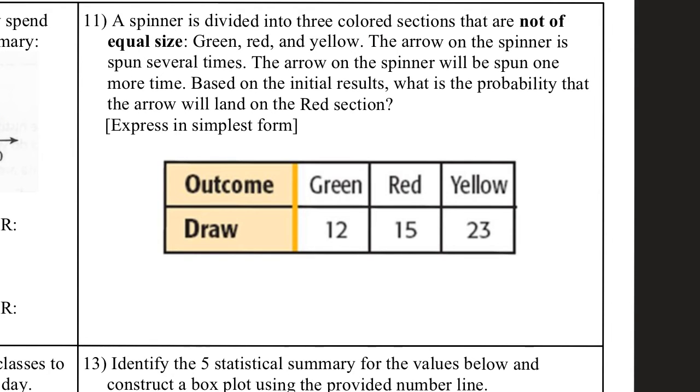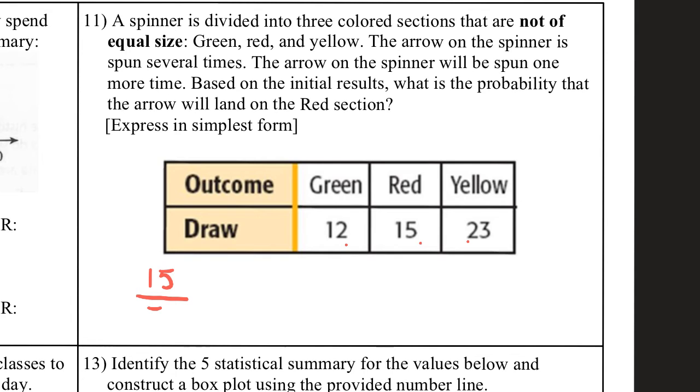All right, in question 11, we're told that there are 3 colored sections and they're not of equal size, meaning this is not equally split up into 1/3, 1/3, 1/3. We don't know what the board looks like. So this is going to be experimental probability. In other words, we're using the results to create the probability ourselves.